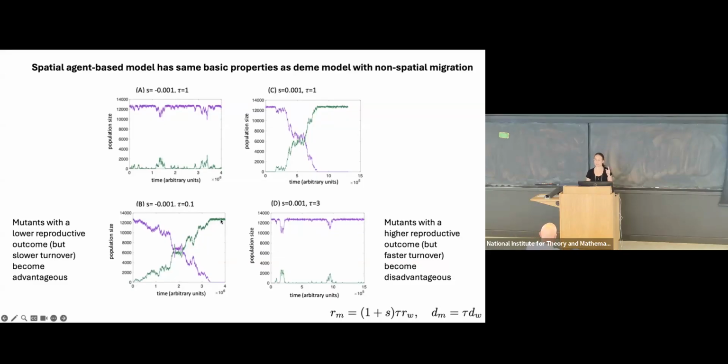It becomes advantageous. Complete reversal of selection in space. Here we start with an advantageous mutant, which outcompetes the wild type like it should, but then we'll make it faster, and it doesn't anymore. It behaves like completely disadvantageous mutants.